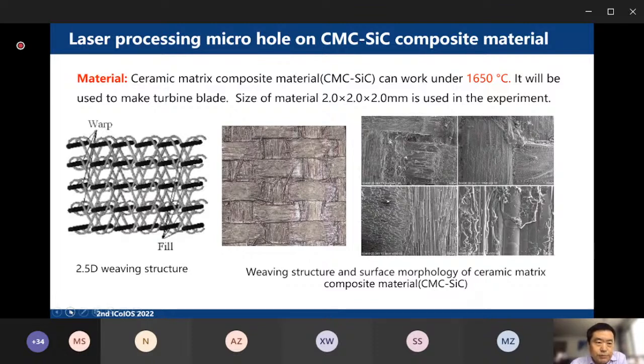And we said the ceramic composite material can work under 1650 centigrade. It will be used to make turbine blades in the future. So we also do some research on this material to drill the microhole. This is the structure of the CMC silicon carbide material. Please, next.